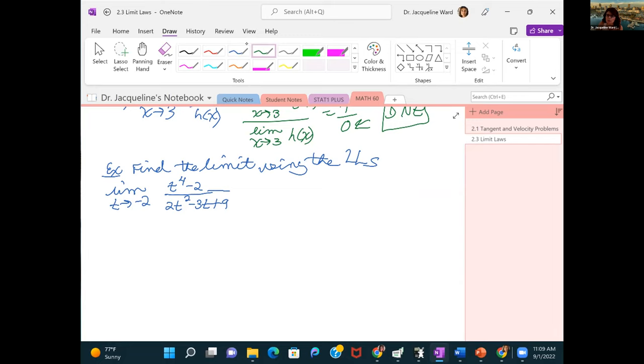So that is a quotient. So the limit of a quotient is the quotient of the limits. The limit as t goes to -2 of the top, I'm going to put that in parentheses, over the bottom, the whole bottom. So I'm going to put it in parentheses.